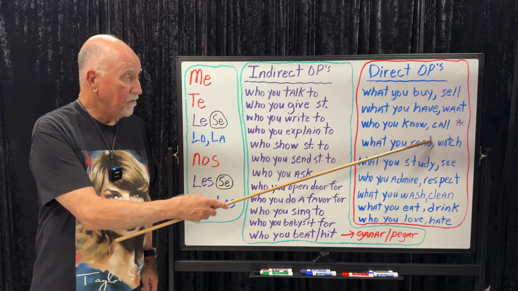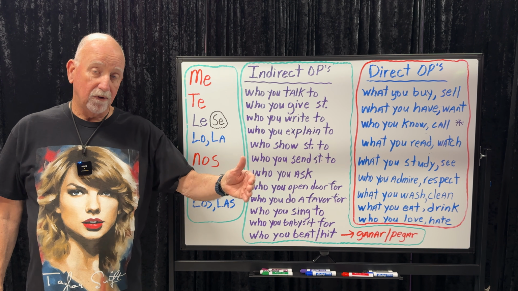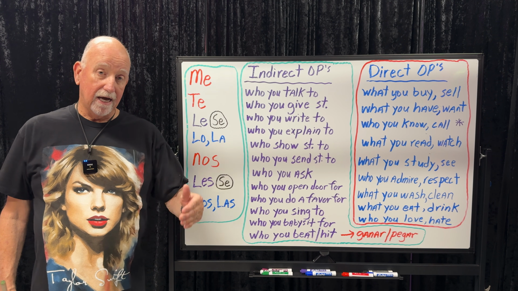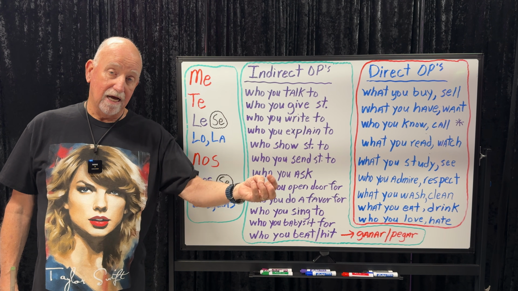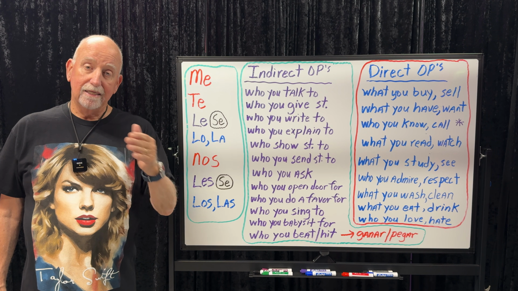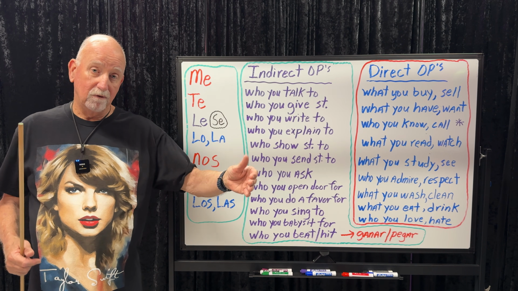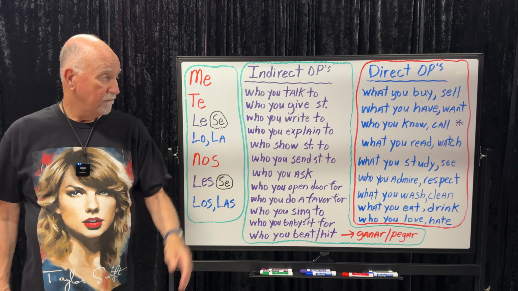What you read, what you watch, that's a direct object. I read the book, leo el libro. I read it, lo leo. I read the magazine, leo la revista. The direct object pronoun for la revista is la. I read it, la leo. There you go. I watch it, el programa would be lo, the object pronoun. I watch it, lo miro or lo veo.